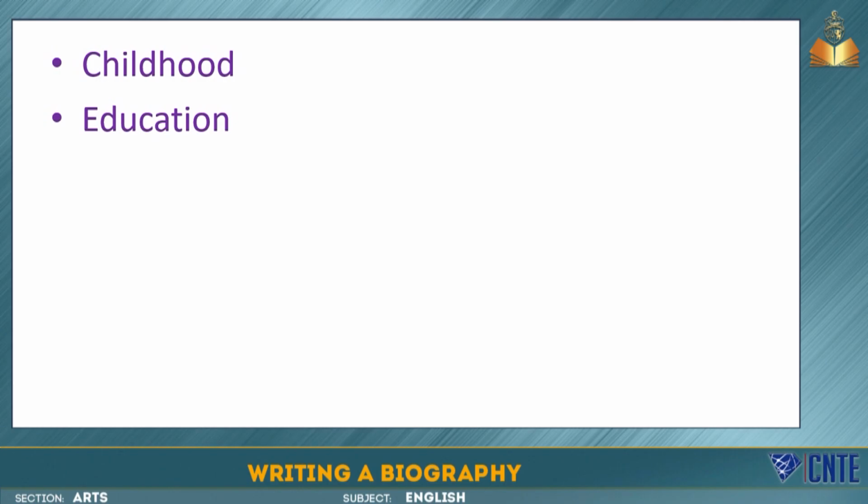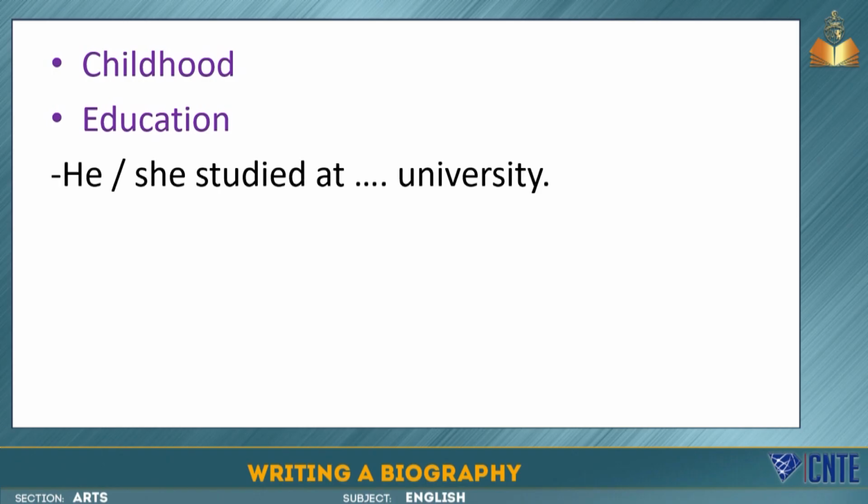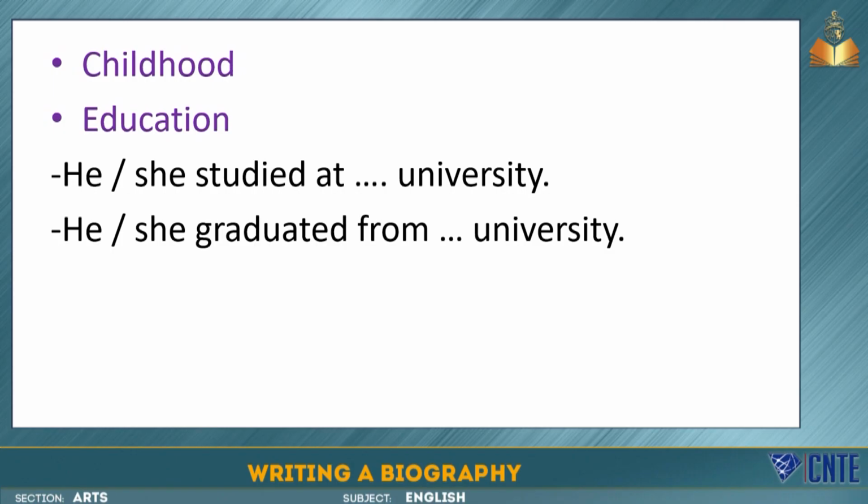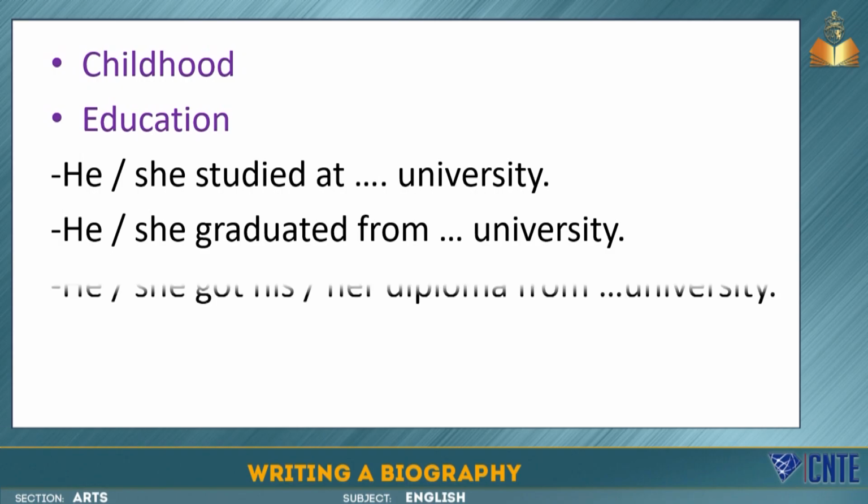Second, if we want to speak about someone's education, we use the following expressions. First, he or she studied at, and you mention the university's name, or you say, he or she graduated from, of course, university, and here again, you cite the name of the university. You can also say, he or she got his or her diploma from, and once more, you mention the university name.